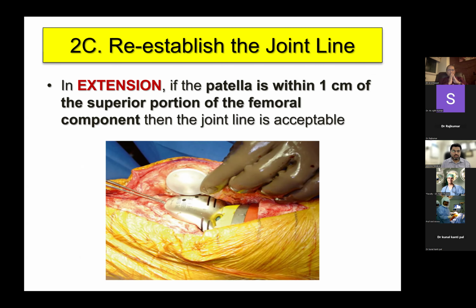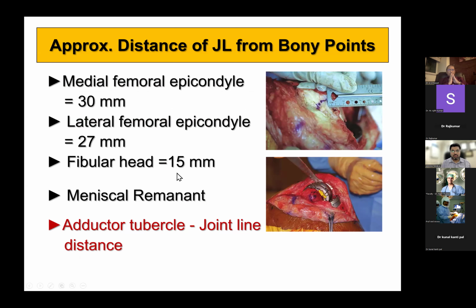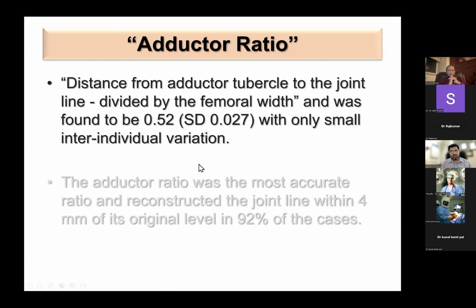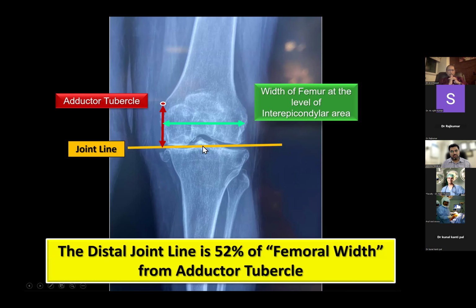Do we have other measurable parameters? There are various parameters given in literature, but I think they are not that particular, because for every femoral size, they will vary. If you see literature, one parameter has stood the test of time, that is the so-called adductor tubercle joint line distance, or the adductor ratio. Now, what is the adductor ratio? Adductor ratio says that the distance of joint line in extension from adductor tubercle is almost 50% of the femoral width at the level of inter-epicondylar area. To be precise, it is 52%.